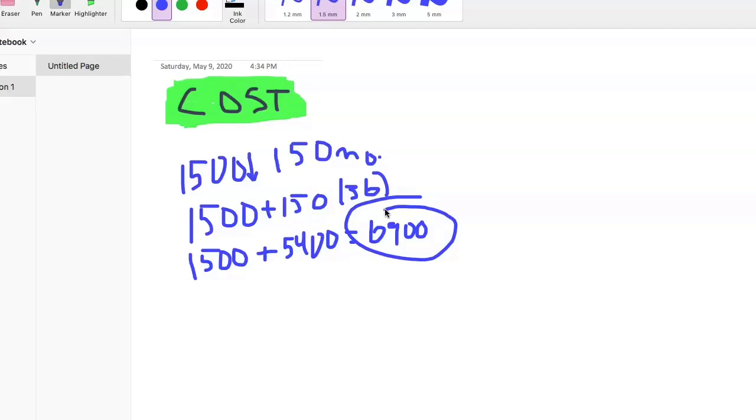So those are some typical cost problems. We went with overtime. Remember, overtime means 1.5 times. We did the credit card payments, we calculated some tip, and then this last one we did the car payment.